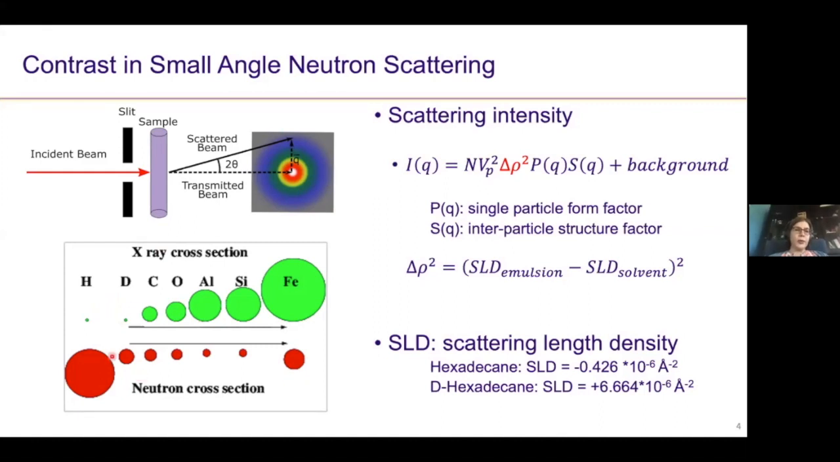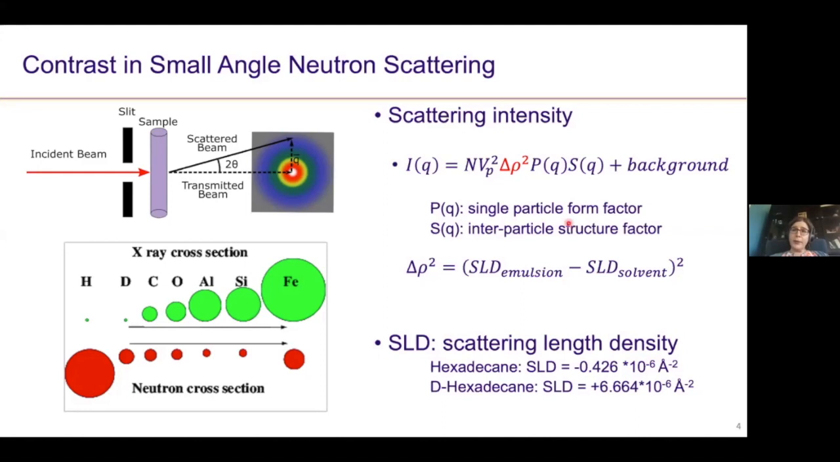So for isotopes, and in the case of this particular work, we're going to be very interested in the isotopes of hydrogen and deuterium, which are chemically very, very similar, almost identical, but their neutron scattering cross-section is actually very different. So what that means is that the scattering length density, or you can think of this as a contrast, is different for two molecules that are effectively identical but just have different isotopic compositions. For example, hexadecane versus deuterated hexadecane, the scattering power, the scattering length density, is actually very different from each other.